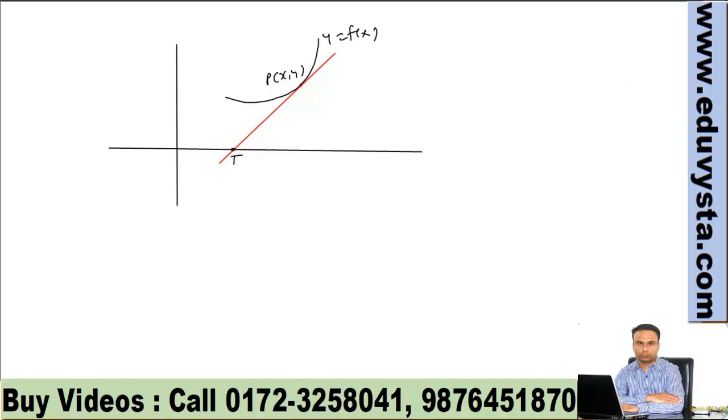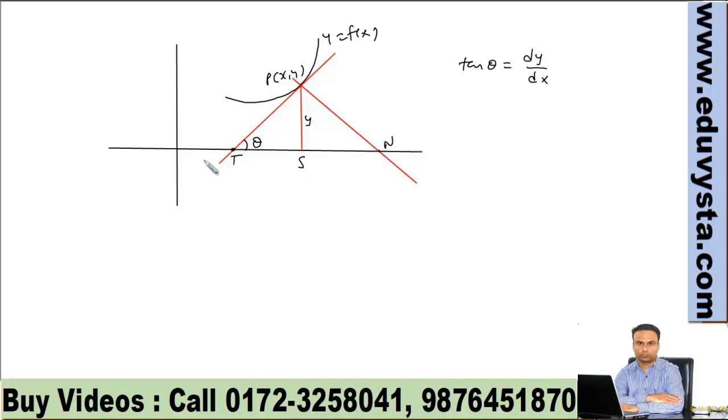Draw the normal line, which meets the x-axis at, suppose, N. You draw a perpendicular from point P on the x-axis. So this point is S. Suppose this angle is theta. Then by definition we have tan theta, which is the slope of this line, equal to dy by dx. This height is y.